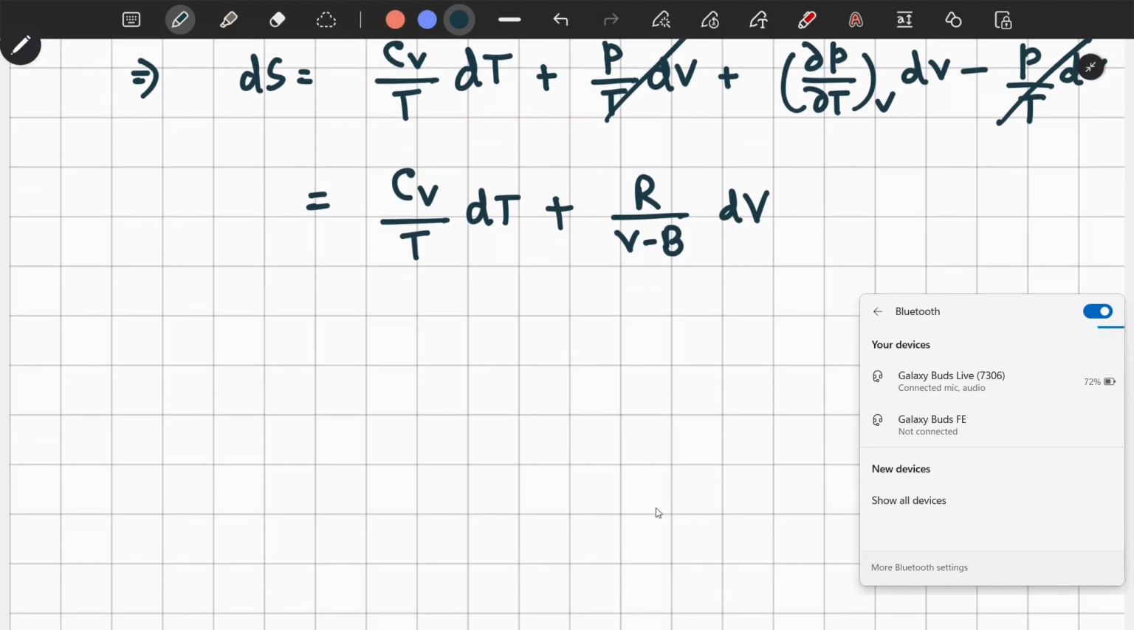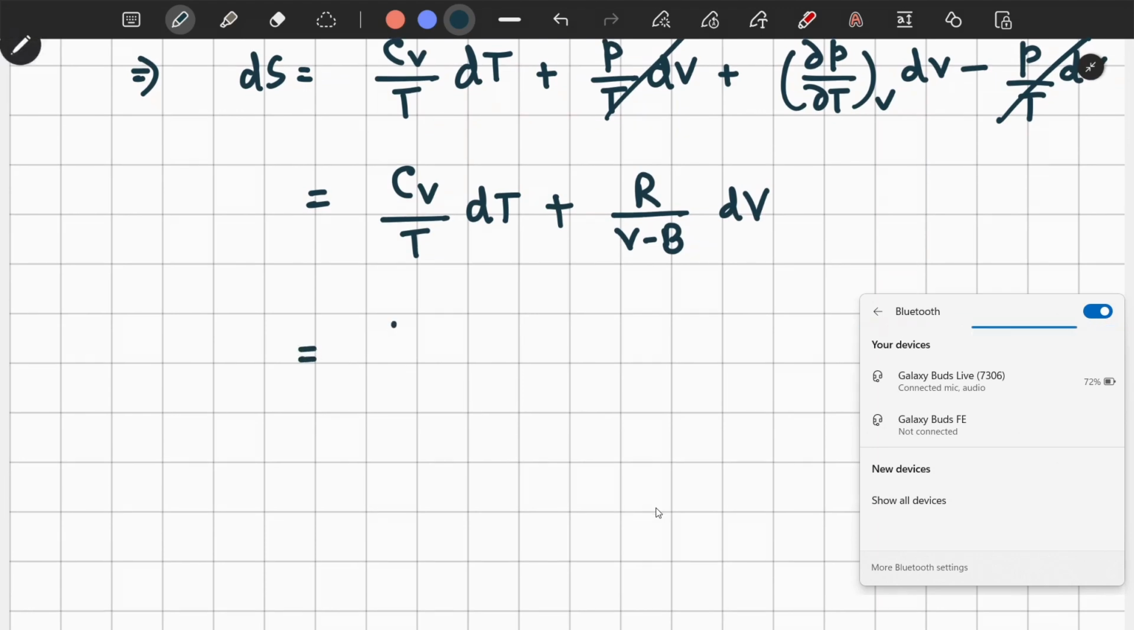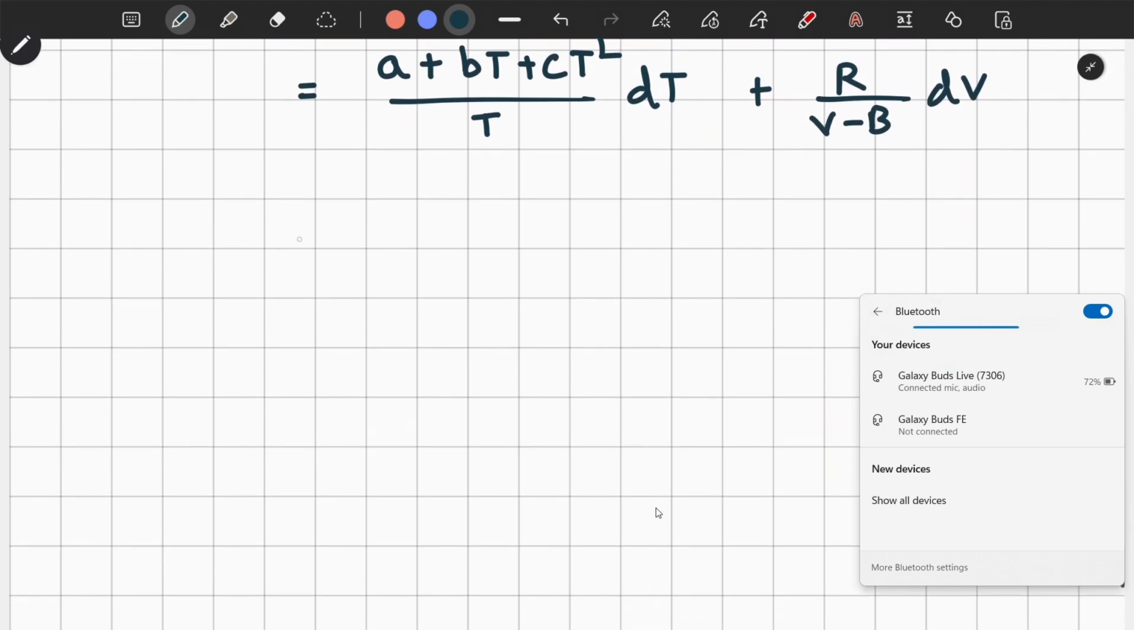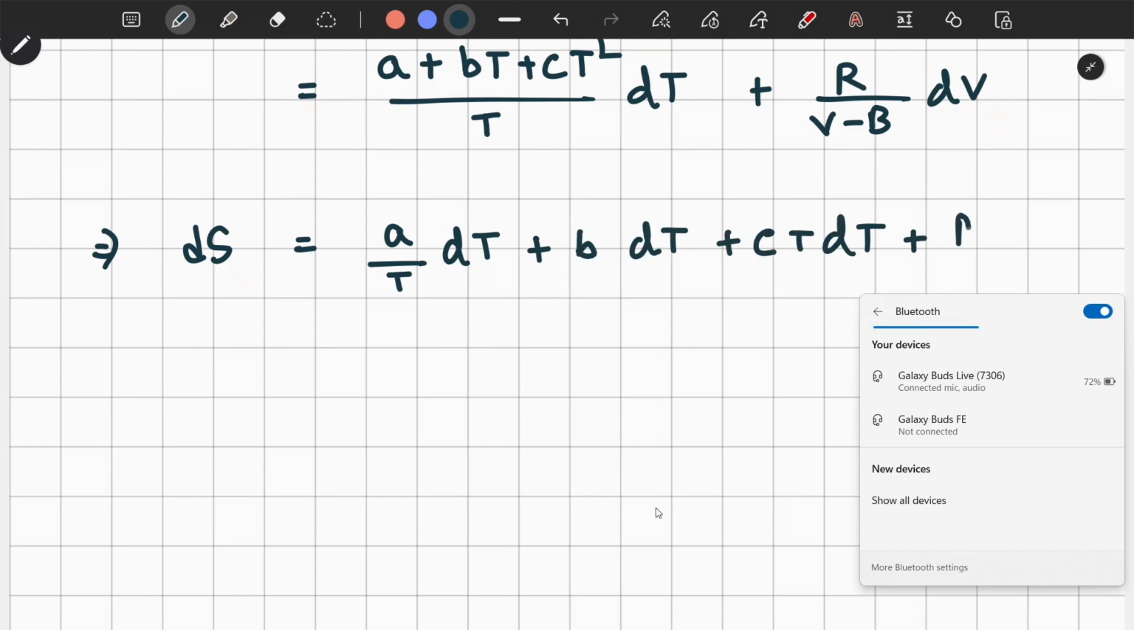So this is clear. Now we just have to put in the Cv. Cv is already given to us: Cv is A plus BT plus CT square, divided by T. So the final expression will be A by T dT, B dT, CT dT, plus R by (V minus b) dV.